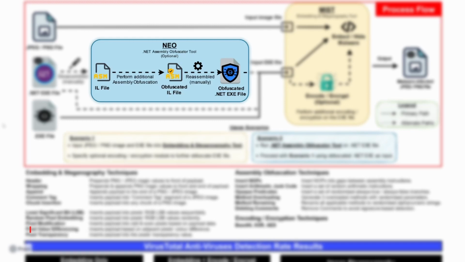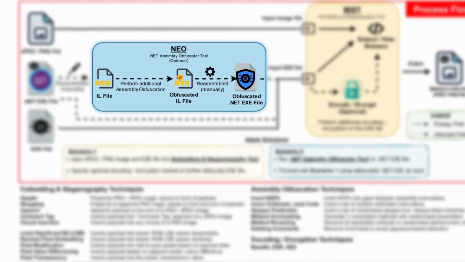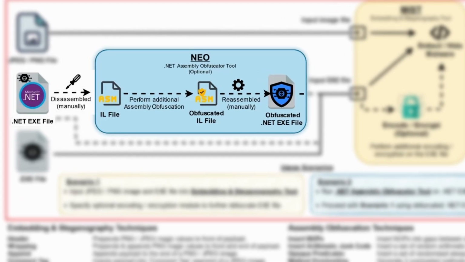Neo is our .NET Assembly Obfuscator tool and is used in conjunction with MIST. Neo works with .NET Assembly files. They are known as intermediate language files and are obtained by disassembling a .NET application. Bear in mind that these IL files can be reassembled back to .NET executables.